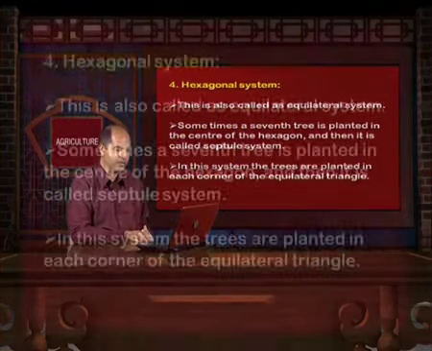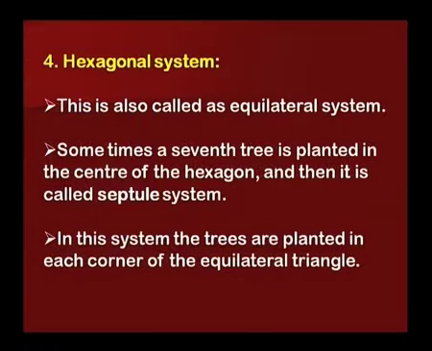Hexagonal system. This is also called the equilateral system. Sometimes a seventh tree is planted in the center of the hexagon, and then it is called the septule system. In this system, the trees are planted at each corner of an equilateral triangle.